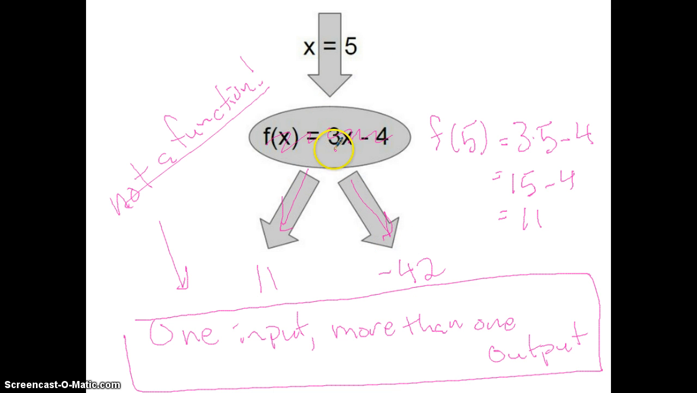And here you can see that I've illustrated a broken function because 5 is going in and both 11 and negative 42 are coming out. This is an illustration that is not a function because this one input had two different outputs. All right, and we're done with section 3, and we're moving on now to algebra, section 4.